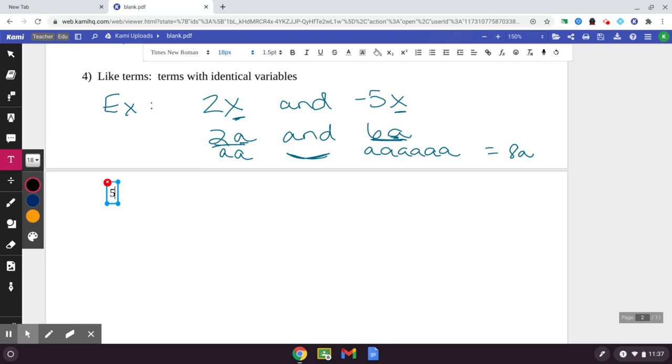All right, fifth vocab word is coefficient. What the coefficient is, it's the number in a multiplication expression. So it's the number that's out in front of the variable.